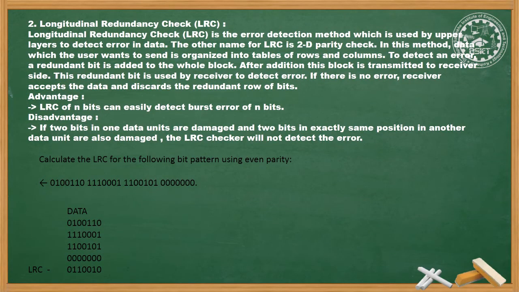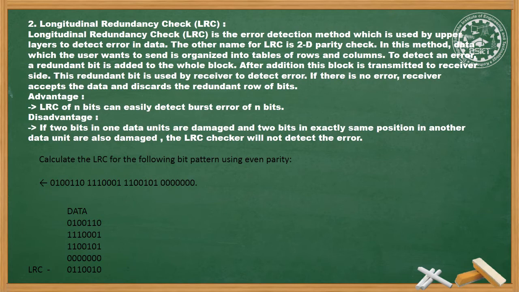Then LRC, longitudinal redundancy check, is the error detection method which is used by upper layers to detect error in data. The other name for LRC is 2D parity check. In this method, data which the user wants to send is organized into tables of rows and columns. To detect an error, a redundant bit is added to the whole block. After addition, this block is transmitted to the receiver side. This redundant bit is used by the receiver to detect error. If there is no error, the receiver accepts the data and discards the redundant row of bits.